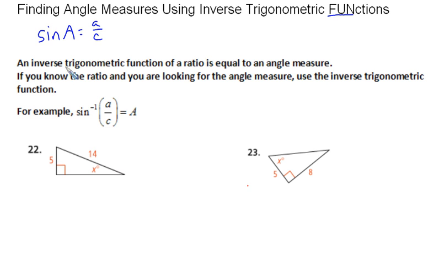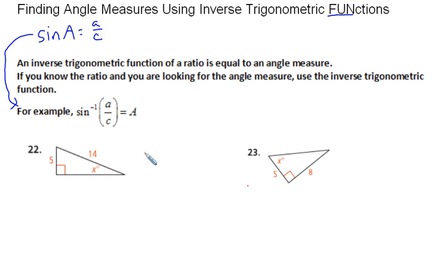So we will use inverse trigonometric functions because an inverse trigonometric function of a ratio is equal to an angle measure. So if you know the ratio and you're looking for the angle measure, we're always going to use the inverse trig functions. So if I take my sine of A equals A over C and I rewrite it where it's solved for the angle measure, it would be the inverse sine of A over C is equal to A. Here's my ratio, having the inverse trig function of the ratio, and capital A stands for the angle measure.